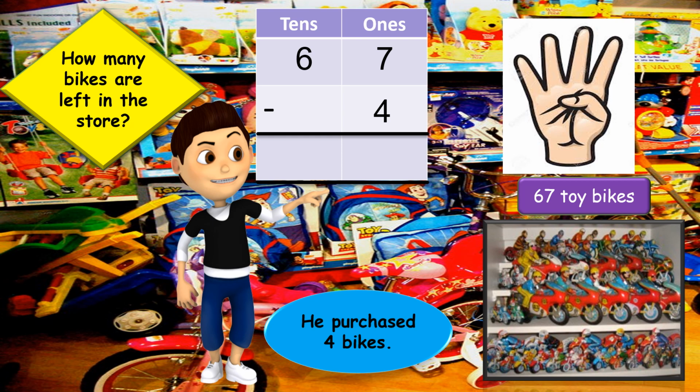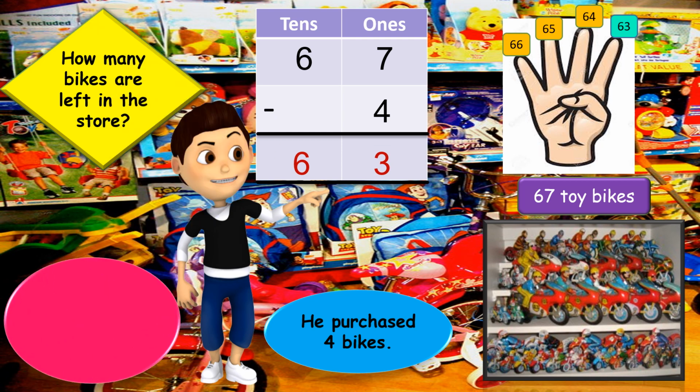So 67 we will keep in our mind, and on the first finger we will reach number 66, then 65, then 64 and then 63. So the answer becomes 63 over here, right? So there are 63 toy bikes still left in the shop.